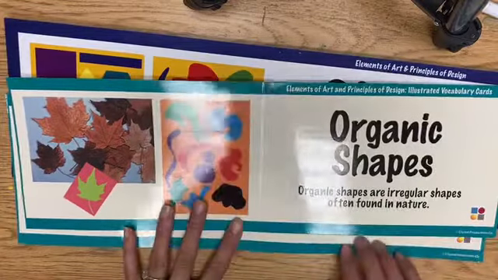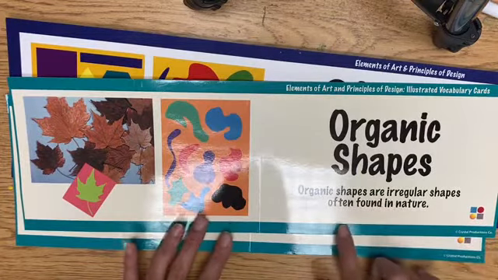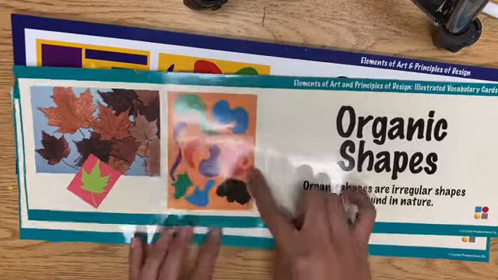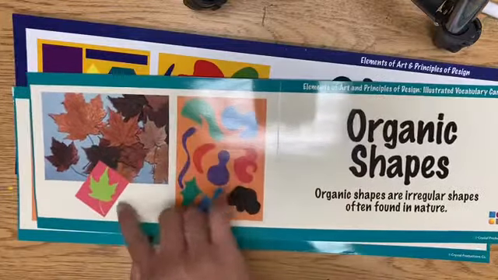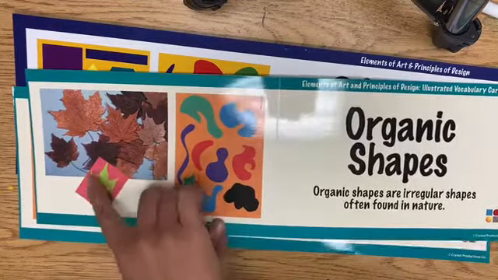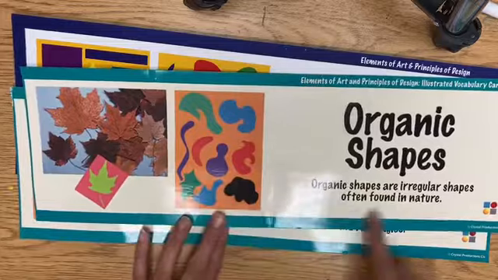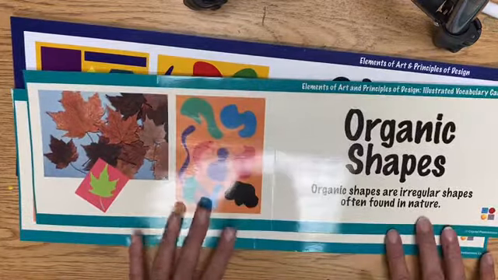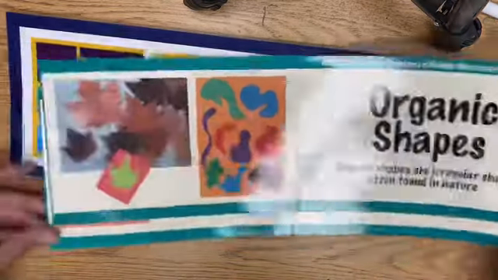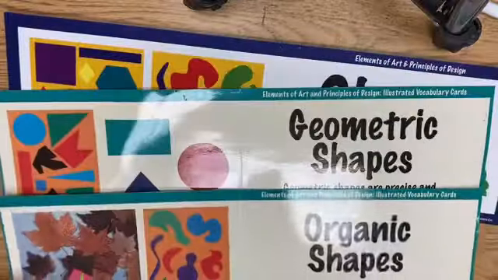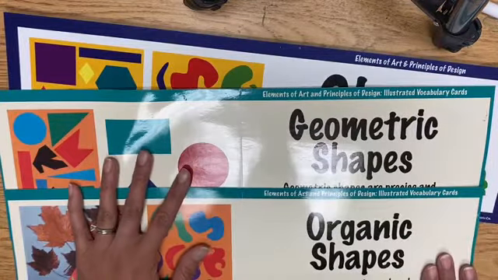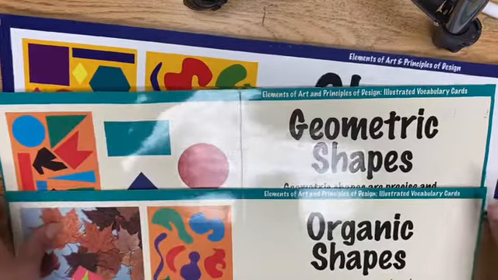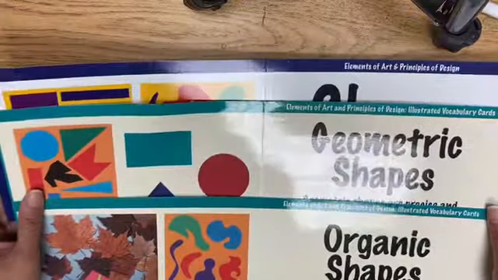Organic shapes are shapes that are irregular and often found in nature. So things that look more natural, things that even though it has maybe a name like a leaf, you can identify, but it's considered more of a natural shape. So we're going to be making 2 pages of geometric and organic shapes in our sketchbook. And some of them we can debate if you think it's organic or if it's geometric.